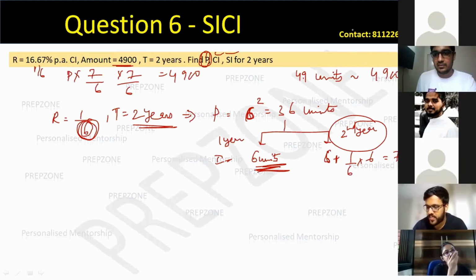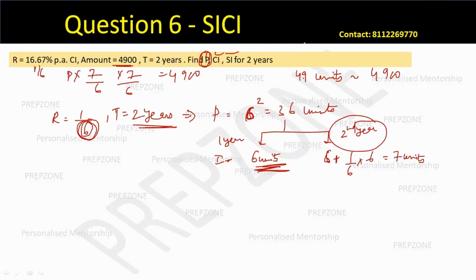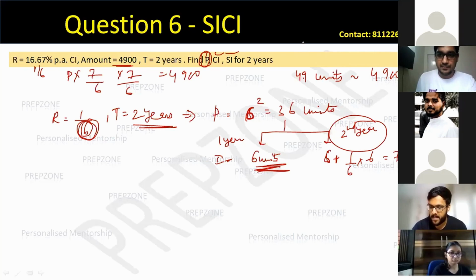So principal was 36 units. It is 3600. Simple interest was 6 plus 6, 12 units. So it is 1200. Compound interest was 6 plus 7, 13 units. So it is rupees 1300. Okay. Try to use this method. It will ease your calculation and this will become much faster for you to solve.